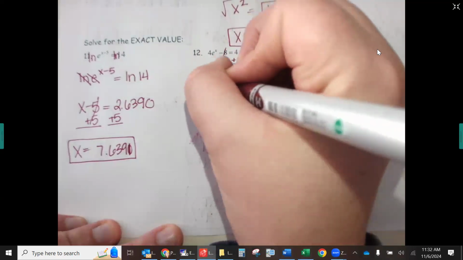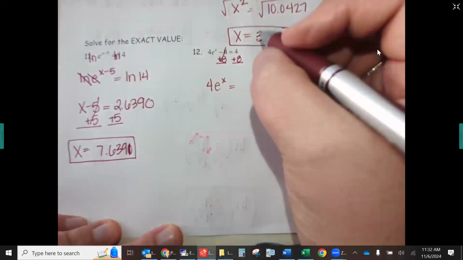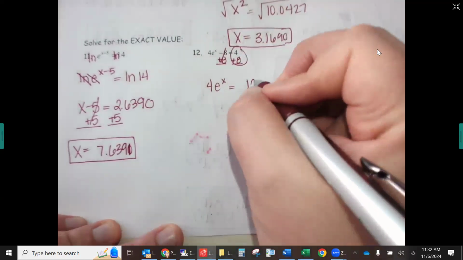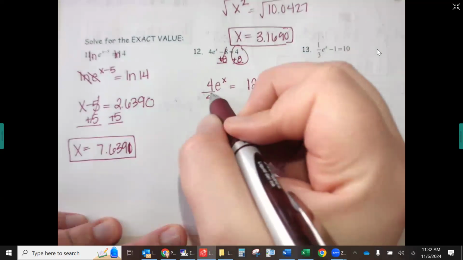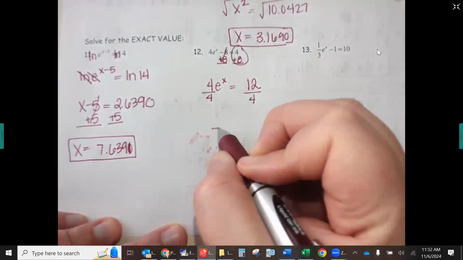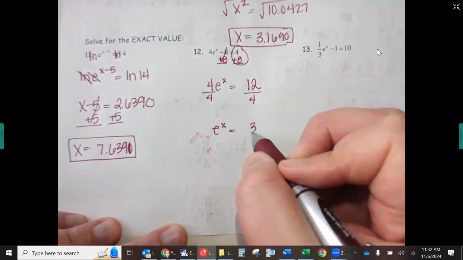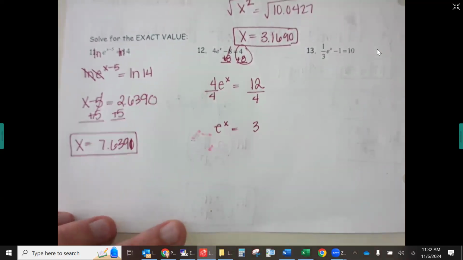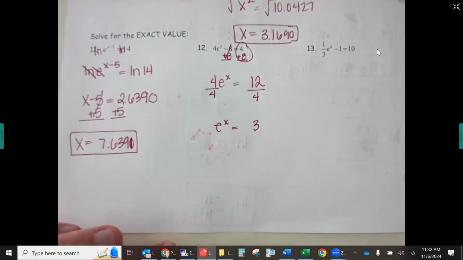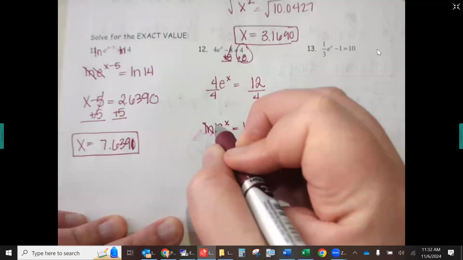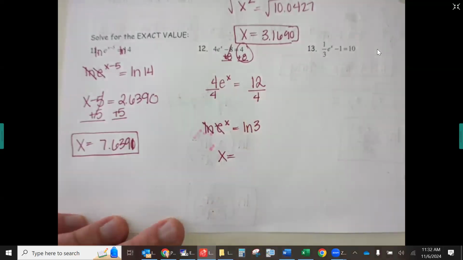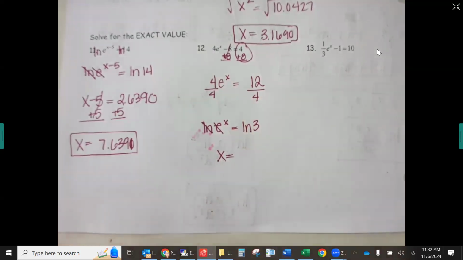So I have 4e to the x equals 4 plus 8 gives me 12. What would I do next after that? Divide by 4. 12 divided by 4 gives me 3. And then for the last question for e to the x, how do I undo big E? ln. And then to know what the ln of 3 is, remember, you're going to use the ln button.